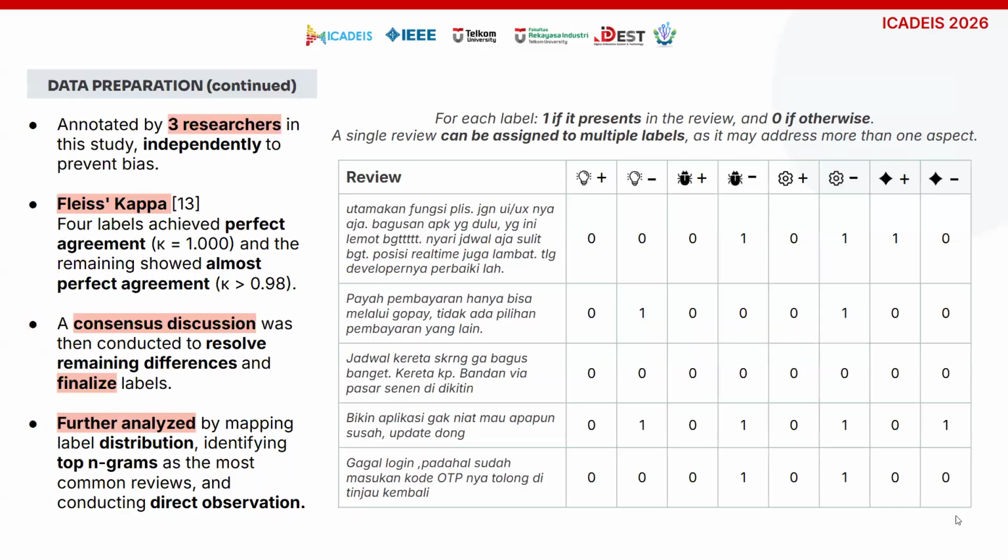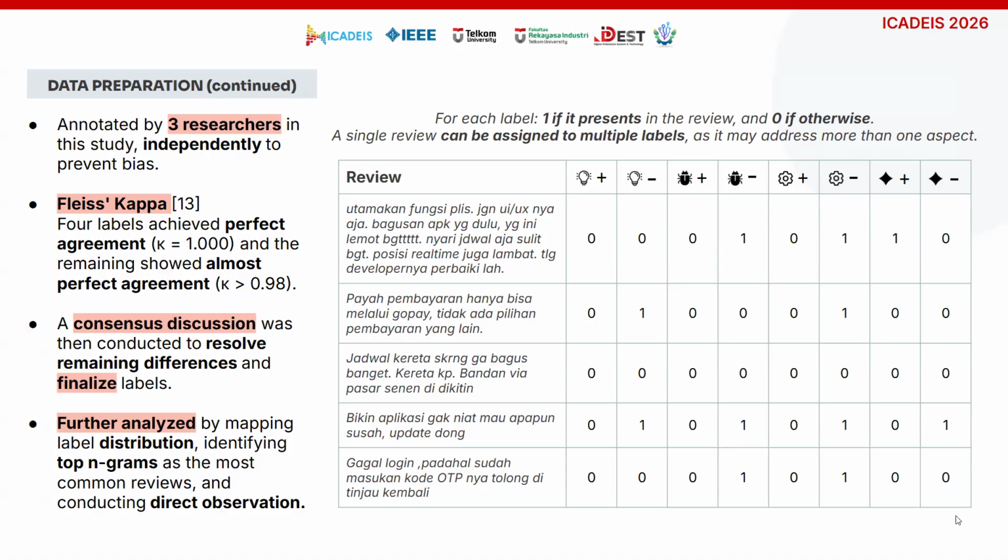So this whole labeling process was done by the three researchers involved in this study. We also measured Fleiss' kappa to measure the inter-annotator agreement between the annotators, and most of them received almost perfect agreement. And lastly, to resolve the remaining differences between the labeling, we conducted a consensus discussion to decide the final label. So this is an example of the labeled data. You can see that for each label, we mark it as 1 if it is present and 0 otherwise. And note that a single review may be assigned multiple labels as it may contain more than one aspect.